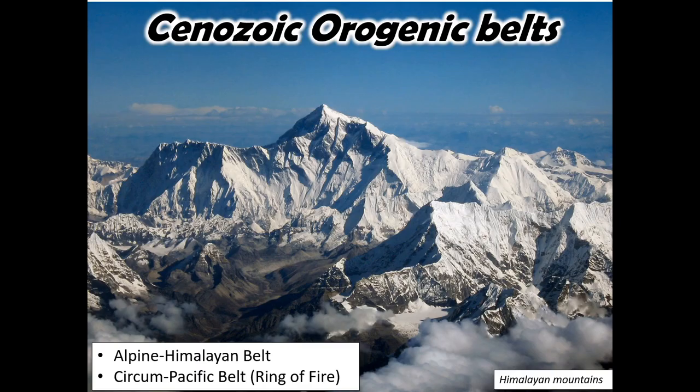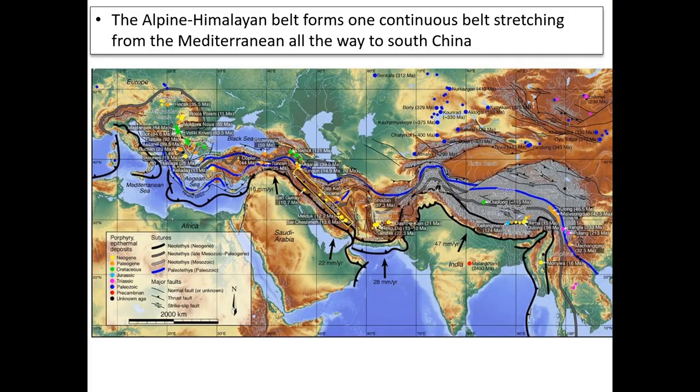The Alps in Europe are actually part of the same overall orogeny as the Himalayas. So you get mountain belts all through this area because Africa, Arabia, and India are all colliding with Eurasia, and that is caused by the closing of the Tethys Ocean. So during the Cenozoic, you see the closing of the Tethys Ocean.